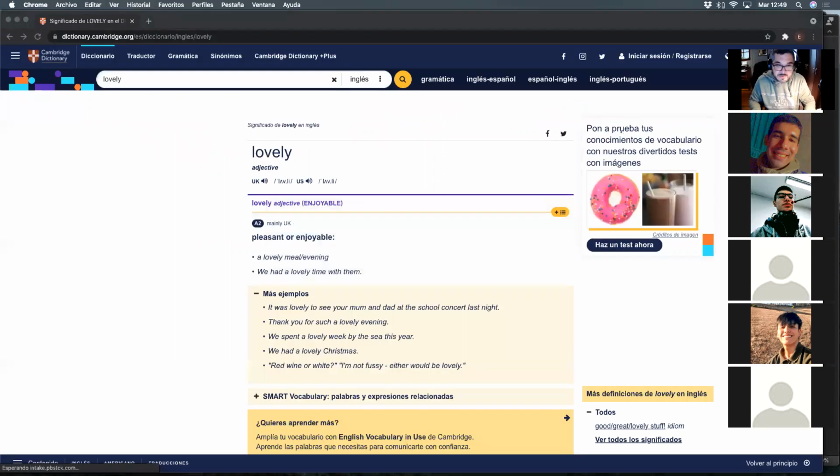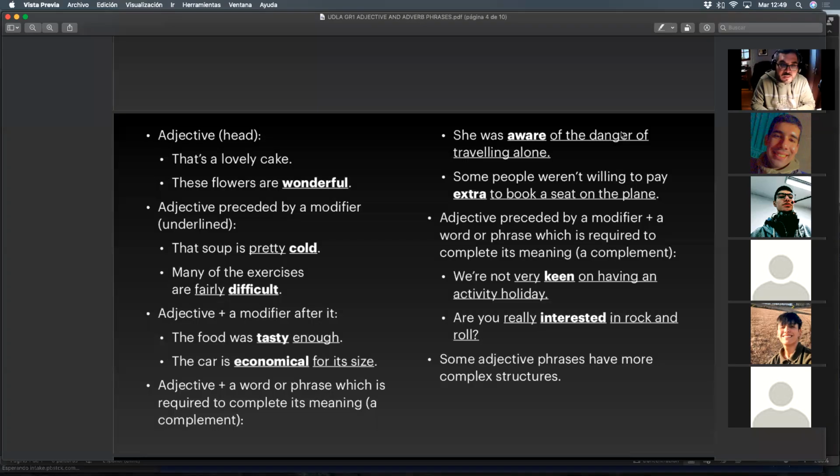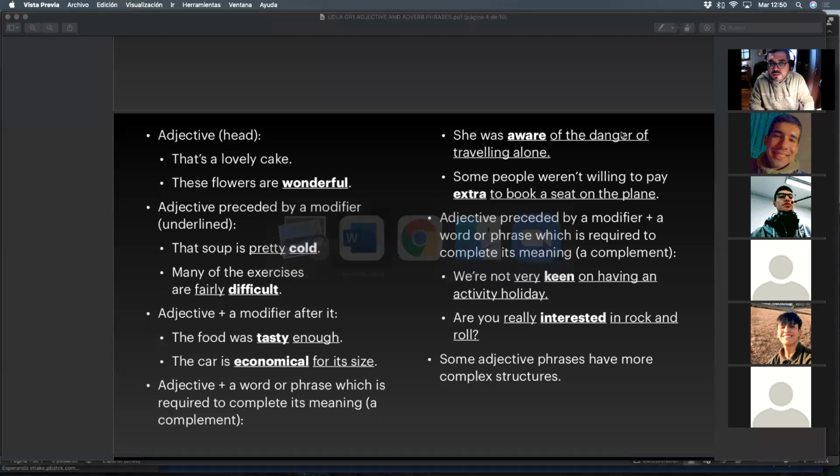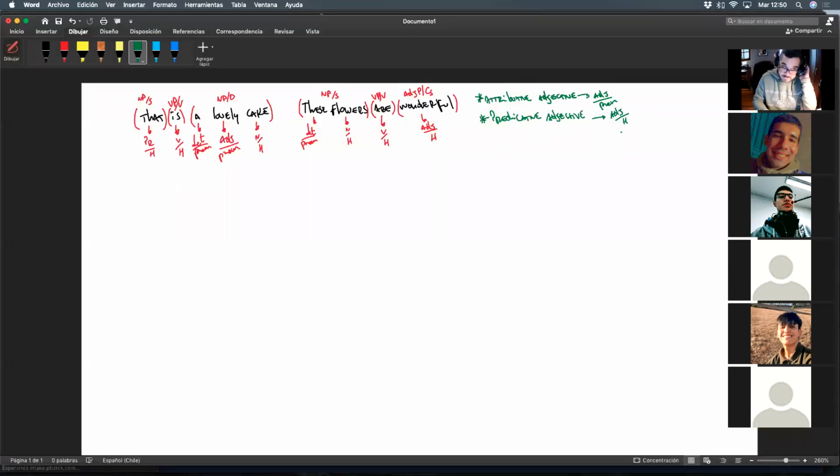Okay, second example, let's move on. Adjectives preceded by a modifier, underlined. Okay, that soup is pretty cold. That soup is pretty cold.